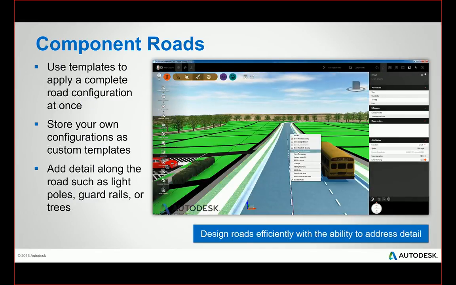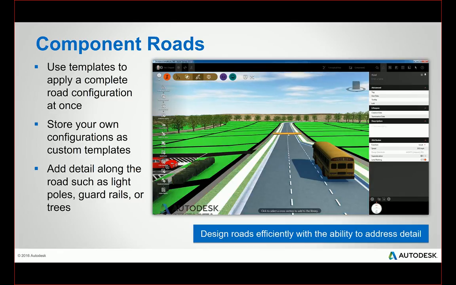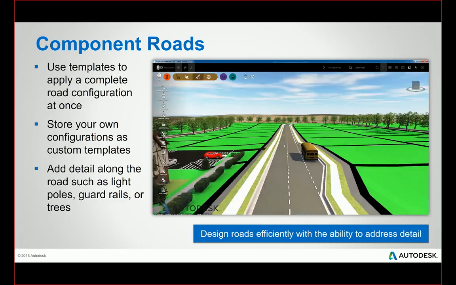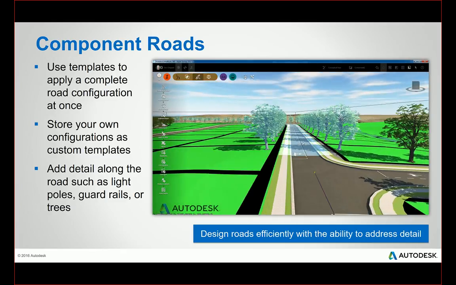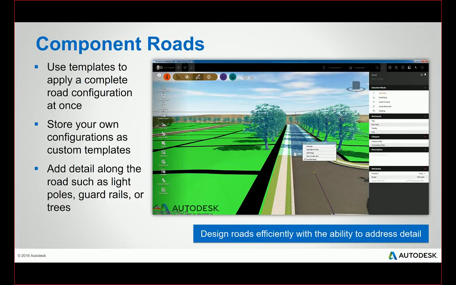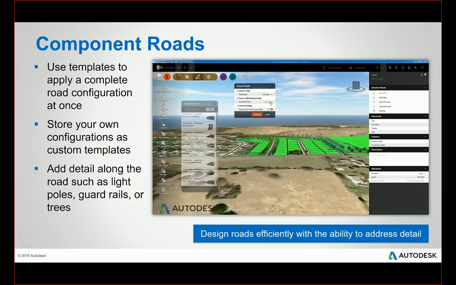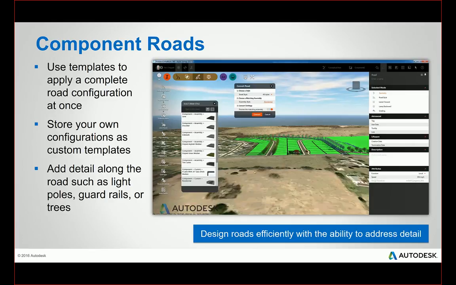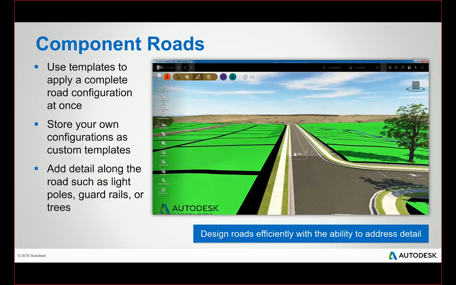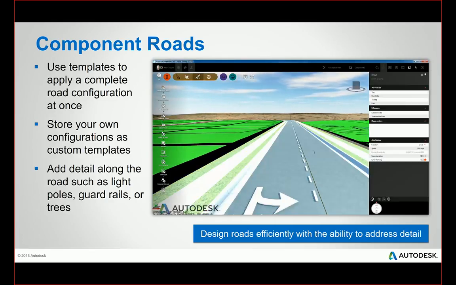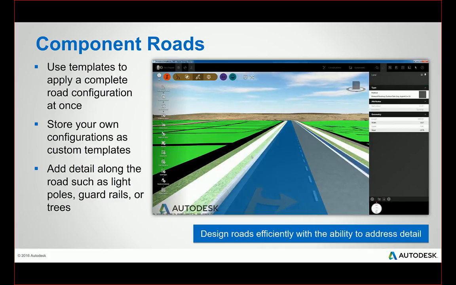So let's look at some additional features in the Component Roads tool. You can use templates to apply a complete road configuration all at once. Here we are saving out the current Component Roads section as a style. We can now apply that new template we've created to a second road. So you can see that new style has been applied. We can now continue working on the newly converted road.